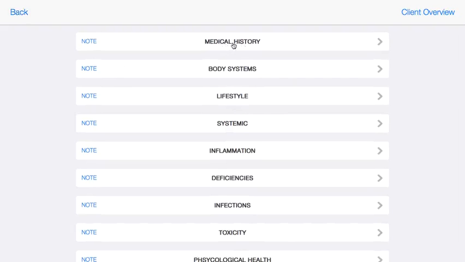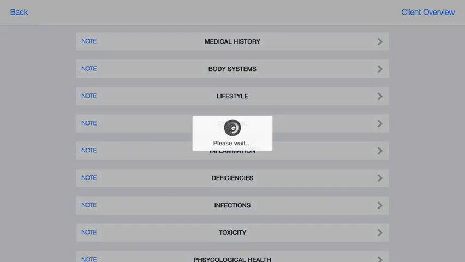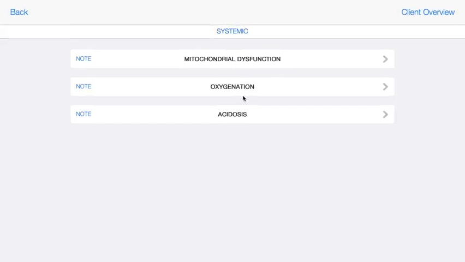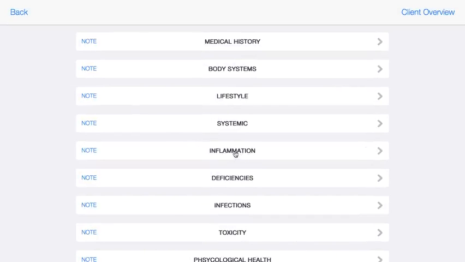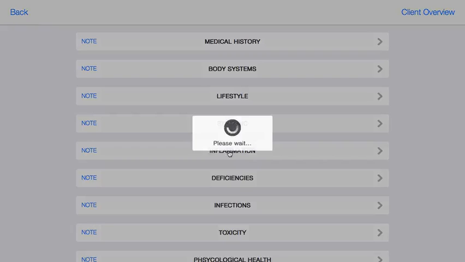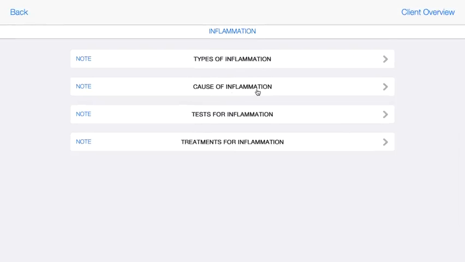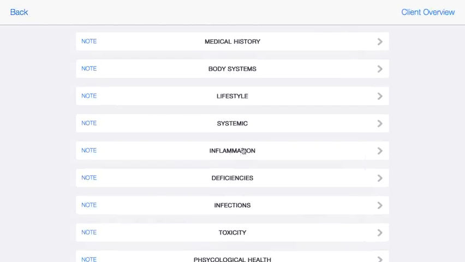Now we've worked through the medical history, we have the body systems. Now there are some very significant problems that we always have that every client needs to address, and that's lifestyle, systemic health, where we look at oxygenation and mitochondria dysfunction and acidosis, acidity in the body. But we also look here at inflammation as an individual subject, because there are hundreds of research studies that prove that inflammation is the cause for many degenerative diseases. So knowing how to address that, types of inflammation, causes, tests for inflammation and treatments for inflammation will give you then a very clear overview on how to address this subject very, very fast.